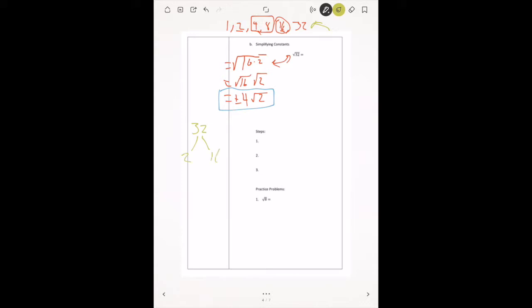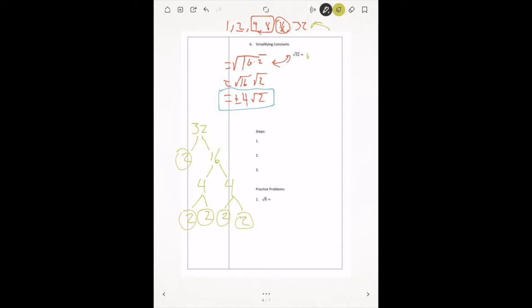I'm going to break 32 down into two factors. Let's say 16 and 2. 16 I can break down into 4 and 4. And each of these 4s I can break down into 2s. And there we go. This is what's called the prime factorization of 32. I have broken 32 down into all of the prime numbers that go into it. What do I have here? 2 to the 5th. That means 2 to the 5th is 32.